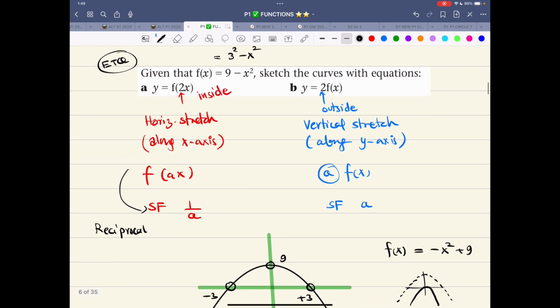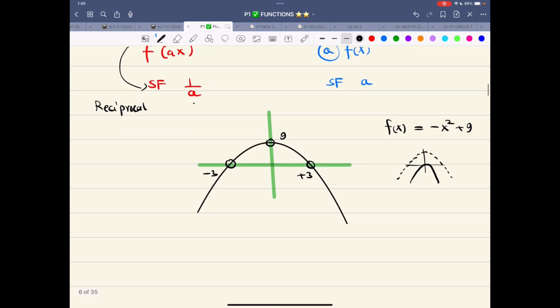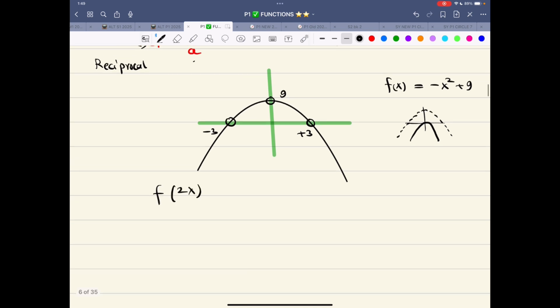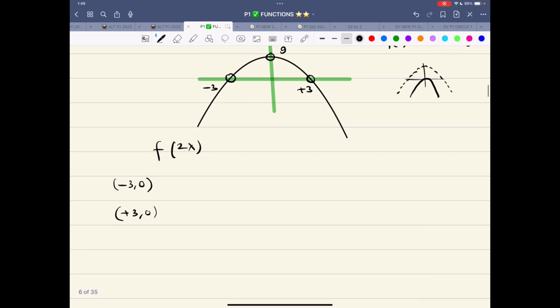Now what are we interested in? We are interested in a horizontal stretch. So therefore the x coordinates should be multiplied with 1 over a. So f of 2x, a point such as (negative 3, 0), a point such as (3, 0), a point such as (0, 9). What will happen?